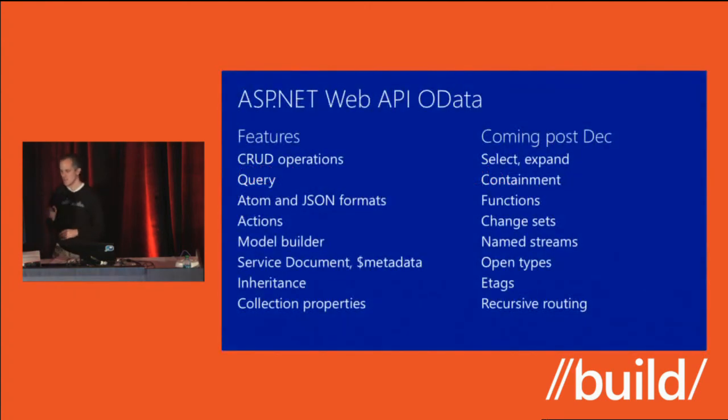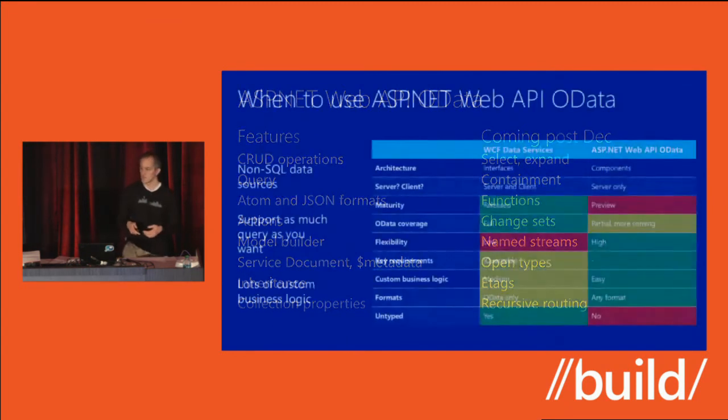Okay. So stuff that is coming in OData, and this is preview. You get support for CRUD operations, query. The Atom and JSON formats do work. You just have to go in and add the routes so that they match the OData conventions. OData actions are supported in this preview. We have the model builder, a convention-based one, or you can go in and explicitly do what you want. We do support $metadata. We support inheritance, and we support collection properties. There's a bunch of things that we still don't support yet: select, expand, containment, functions, and so forth. Features that you may be familiar with from WCF Data Services.